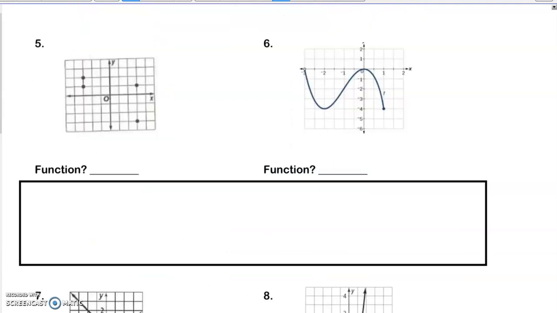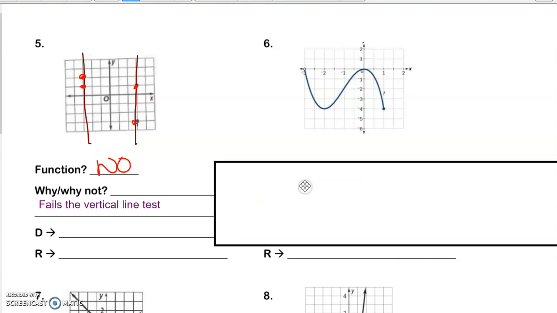Does this pass the vertical line test? And it doesn't pass the vertical line test in two places. It doesn't pass here, and it doesn't pass here. So this is a no. It fails the vertical line test. What is my domain, which is my x values? I see that it hits it at -3 and 3.